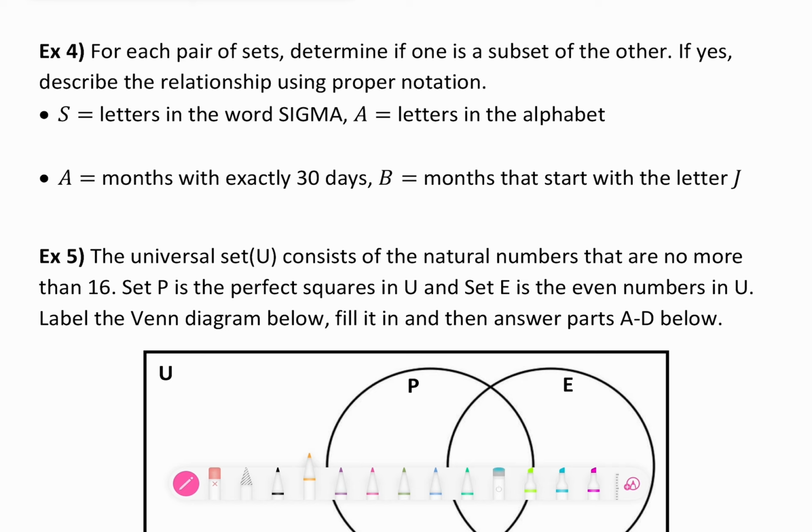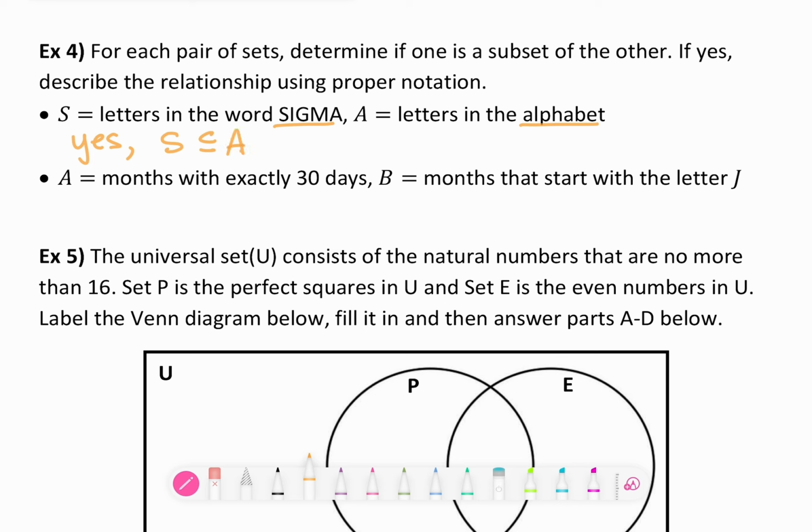So the first one says S equals letters in the word sigma and A equals letters in the alphabet. So it looks like the word sigma has fewer letters than the alphabet. So the only possibility is that S is a subset of A. And let's see if it is. S is the letters in the word sigma. Are all of these letters also in the alphabet? Yes, they are. So the answer is yes, there is a subset, and it is S. S is a subset of A.